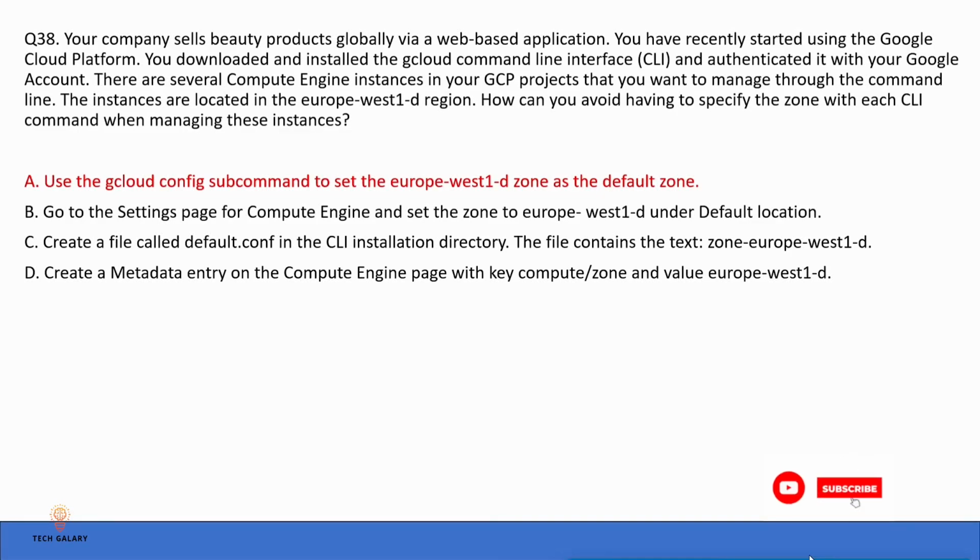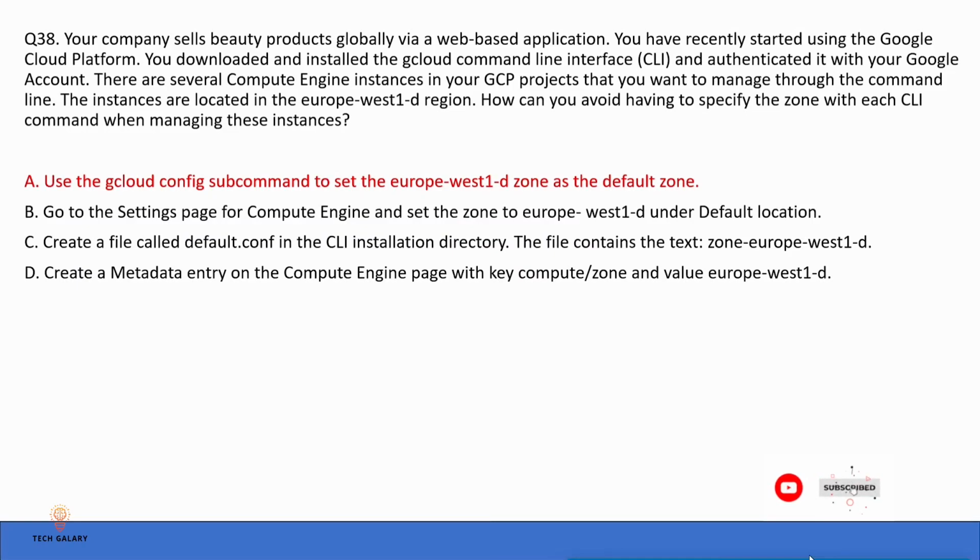the gcloud services, and we don't have to specify it every time a command is run. The gcloud config subcommand allows you to set various configurations for the gcloud CLI tool. So by using this command, gcloud config set compute/zone europe-west1-d, you can set the Europe West 1-D zone as the default zone for all the CLI commands. So this way you don't have to specify the zone with each command when managing instances. So this will save the time and the effort. So option A is correct.